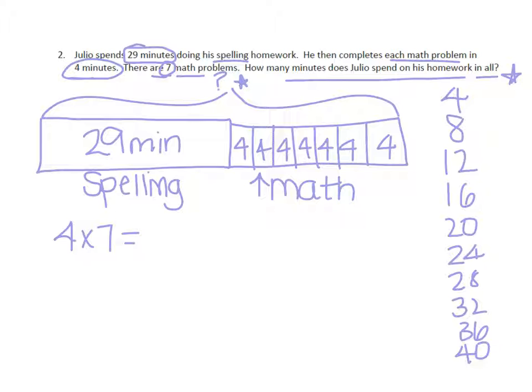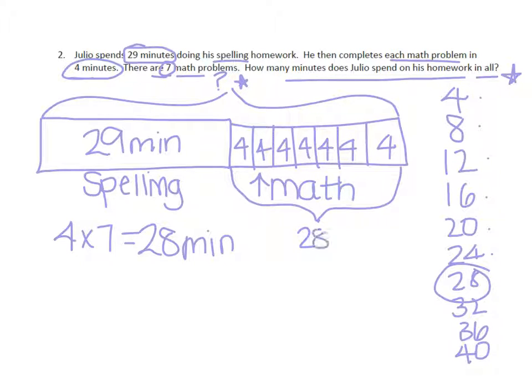So now I have to figure out 4 times 7. So I need to count by 4 7 times. 1, 2, 3, 4, 5, 6, 7. So 4 times 7 is 28. So he spends a total of 28 minutes solving math problems.